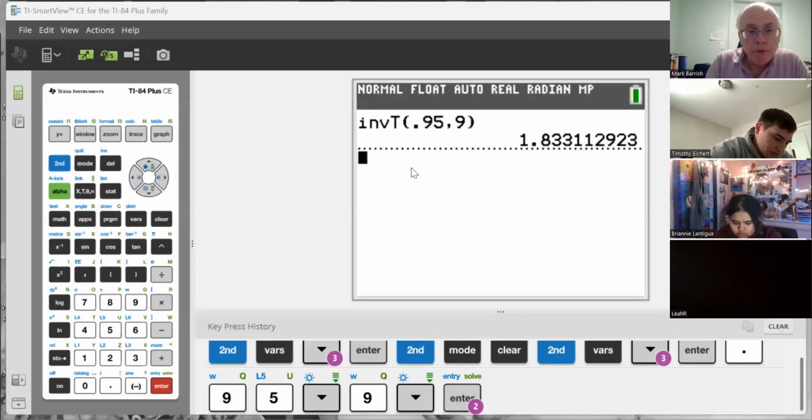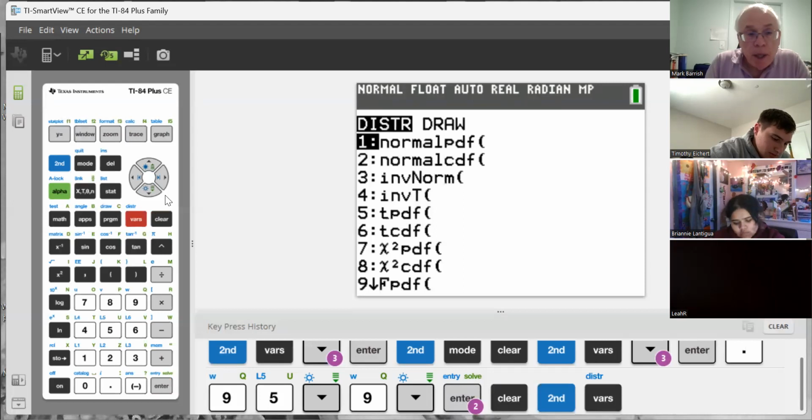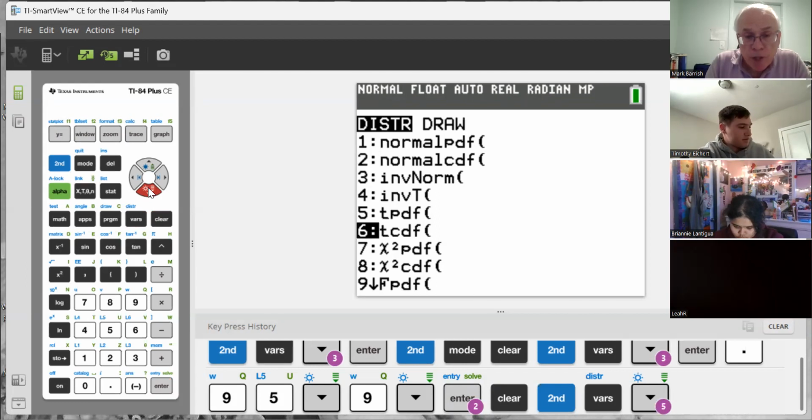All right. So this again is second distribution. And we're going to scroll down this time to option number 6. Don't use option 5, use option 6, TCDF. It's the one you want. Now, those of you who have the 83, I'm assuming it's option 5, TCDF. Whatever it is, that's the one you want.